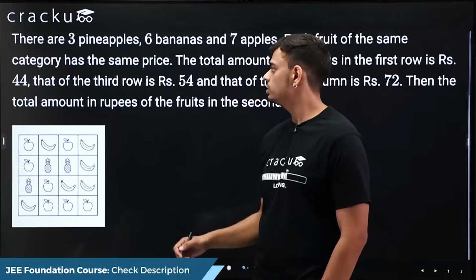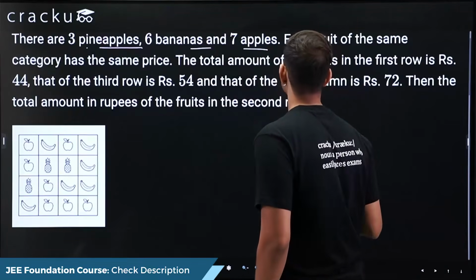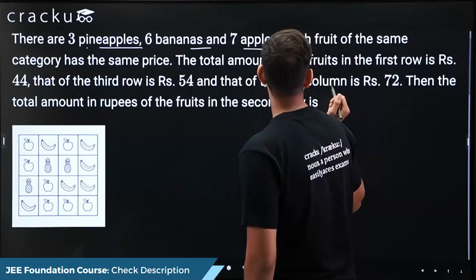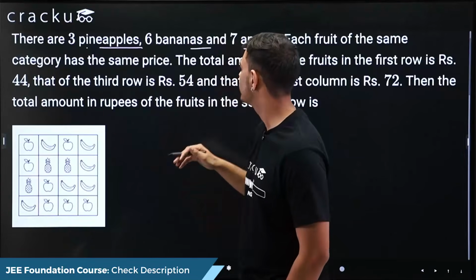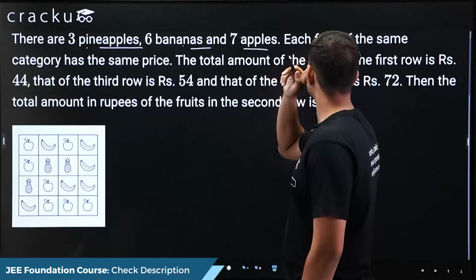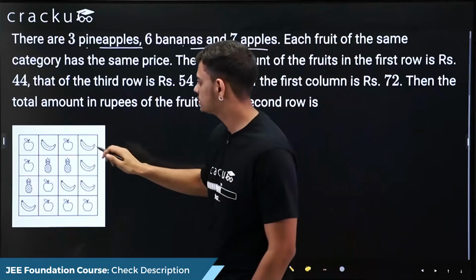So in this question, we are given that there are 3 pineapples, 6 bananas, and 7 apples. Each fruit of the same category has the same price, which means that all the pineapples have the same price, all the bananas have the same price, and all the apples have the same price. Now I am given some information based on this grid.